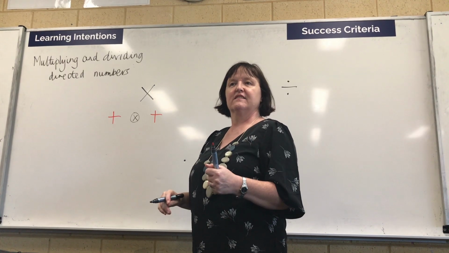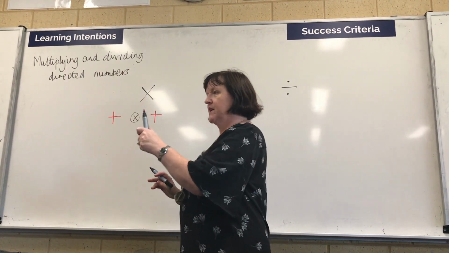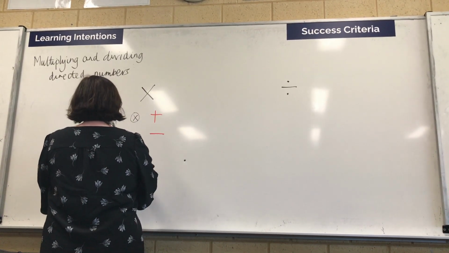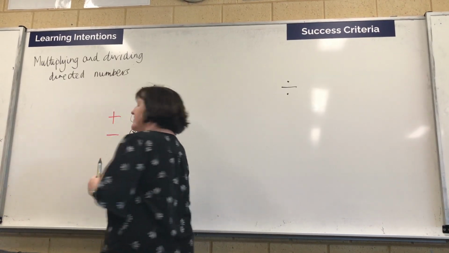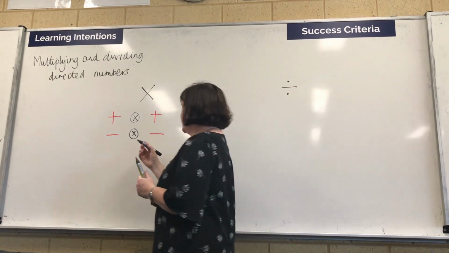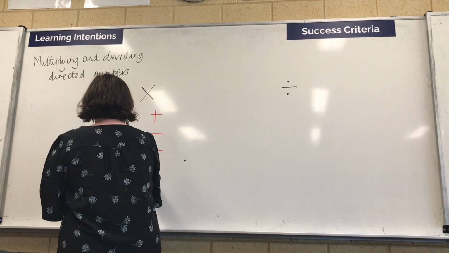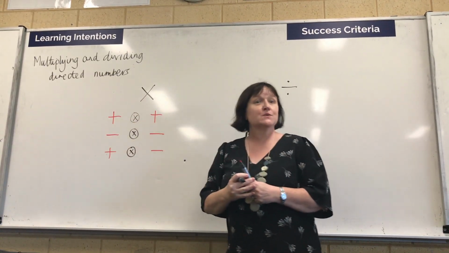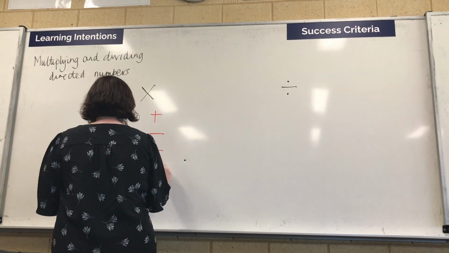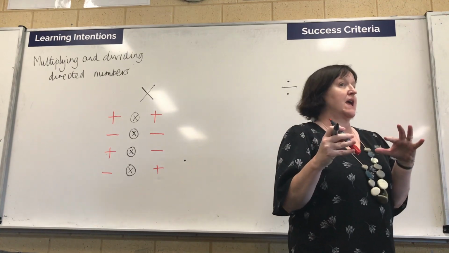A negative times a negative. Right, well, we'll put that next. We'll have a negative times a negative. Positive times negative. So positive times negative. And then the last one? A negative times positive. Well done. A negative times a positive. So there are 4 scenarios for multiplying.